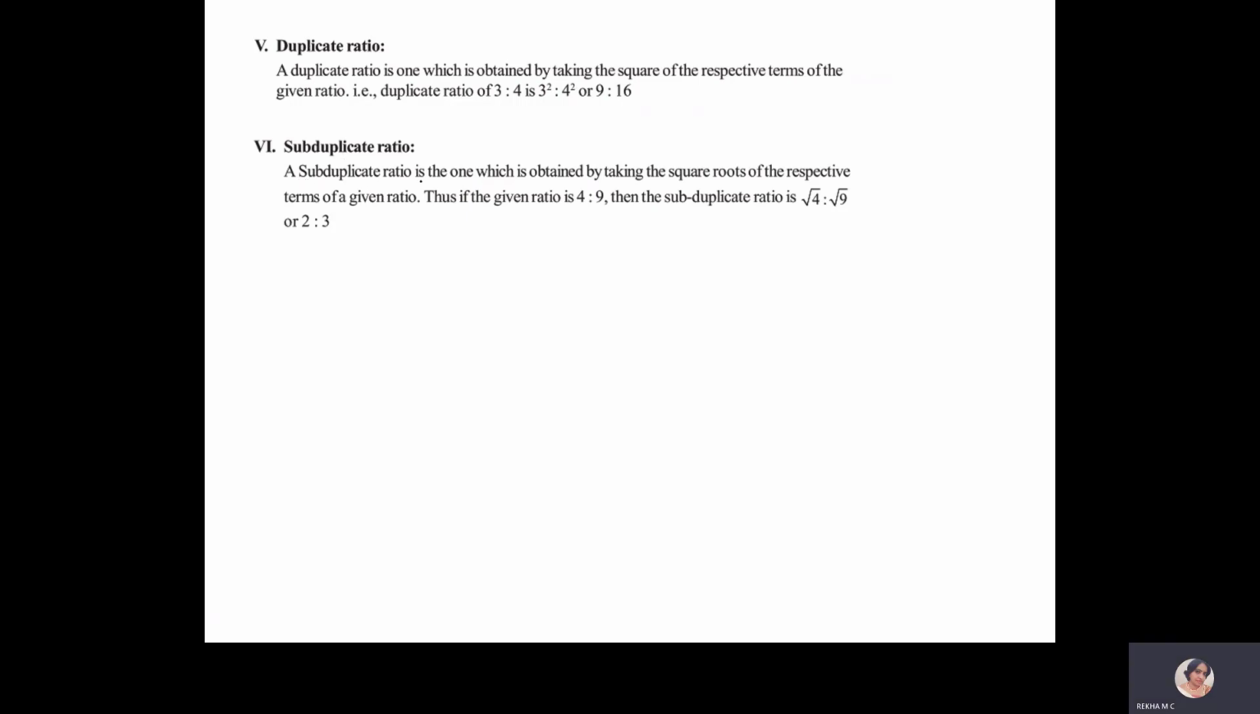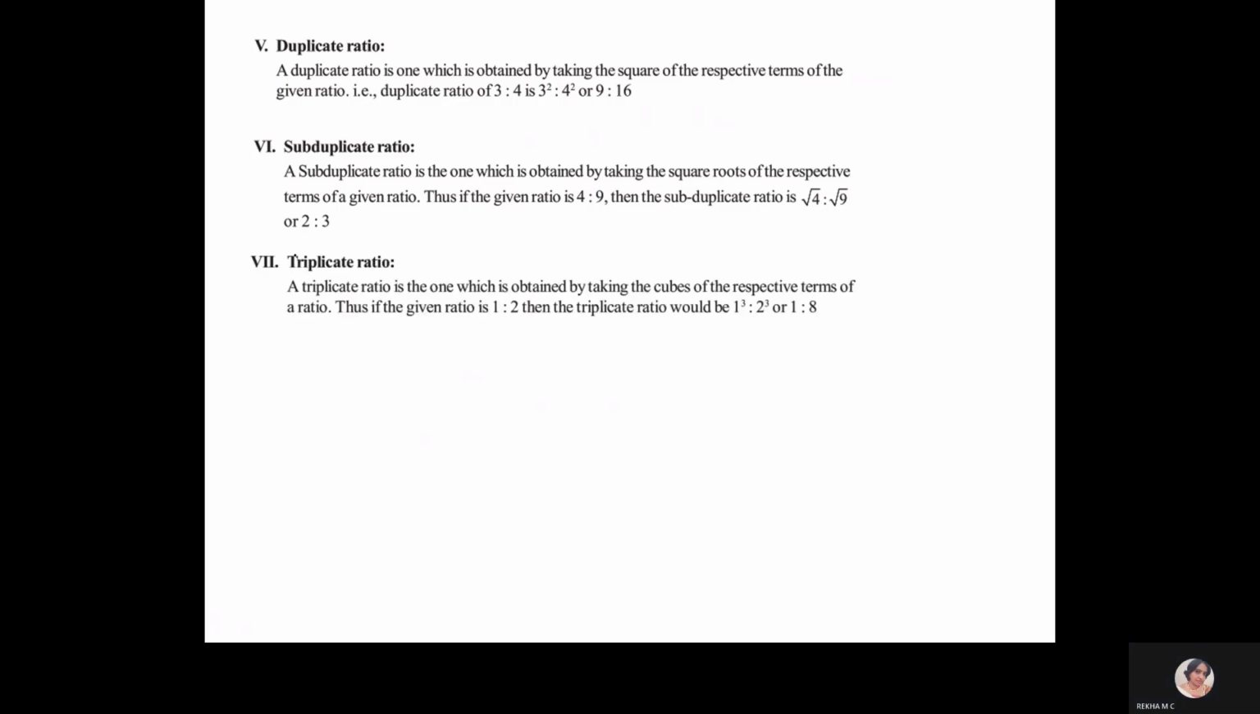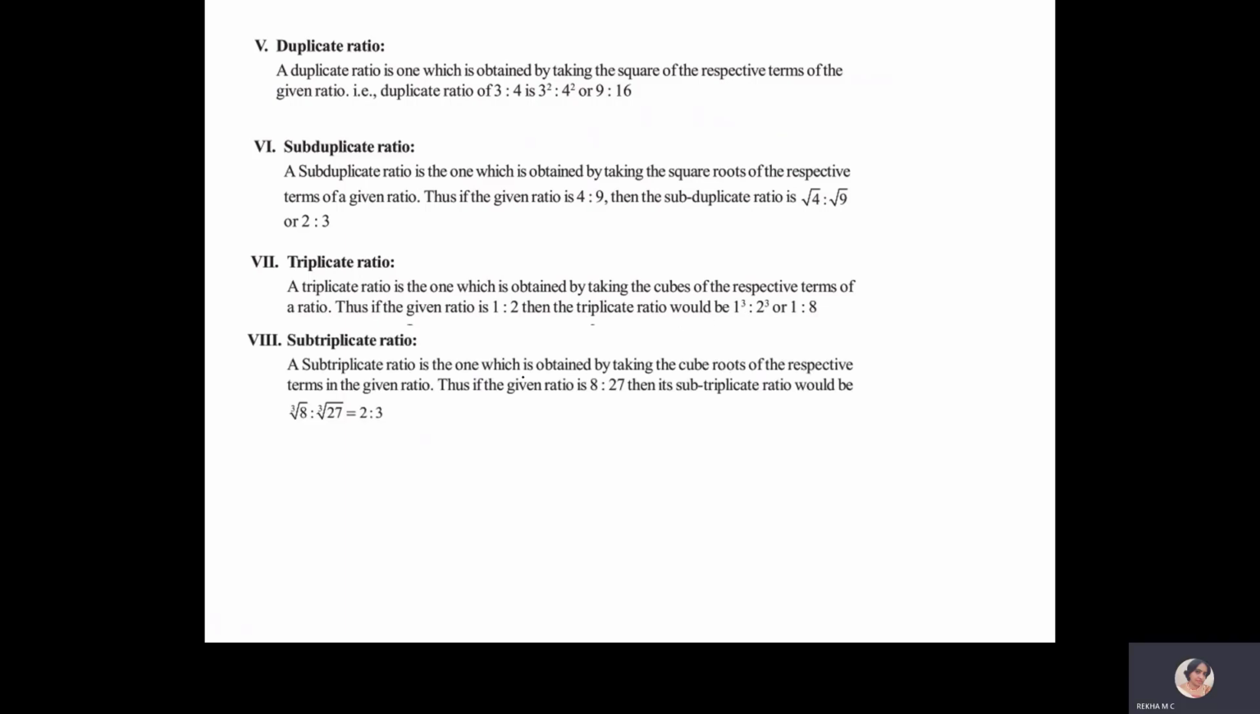Subduplicate ratio. A subduplicate ratio is the one which is obtained by taking the square roots of the respective terms of a given ratio. Thus, if the given ratio is 4 is to 9, then the subduplicate ratio is root 4 is to root 9 or 2 is to 3. Triplicate ratio. A triplicate ratio is one which is obtained by taking the cubes of the respective terms of a ratio. Thus, if the given ratio is 1 is to 2, then the triplicate ratio would be 1 cube is to 2 cube or 1 is to 8.